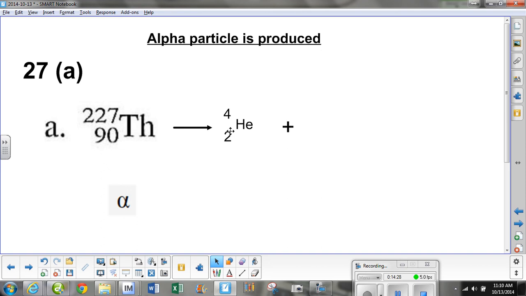Now we can figure out what this guy has got to be over here, because it's the helium particle plus whatever this degrades to. So we can take the 4 from 227 and we get what? 223. And then we take the 90 and subtract the 2, and that would be 88. Okay, 88 is our mystery guest.